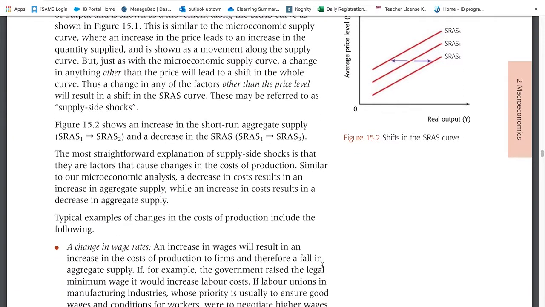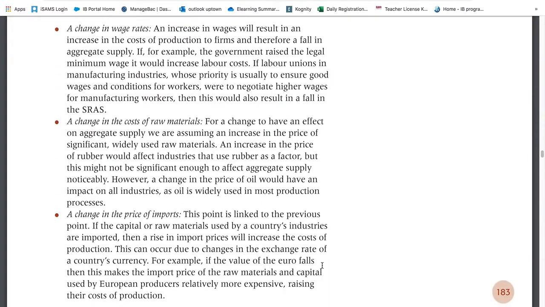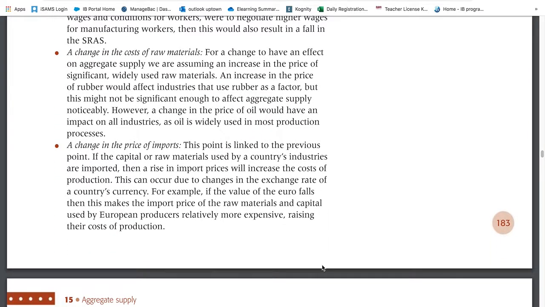So always ask yourself, is it increasing or decreasing the cost of production? And then that'll help you know whether to shift it to the right or to the left. This should not be anything surprising or new, because a lot of this is similar to macro.